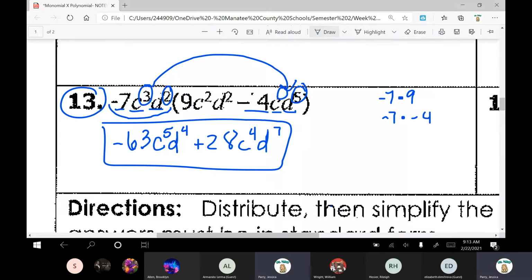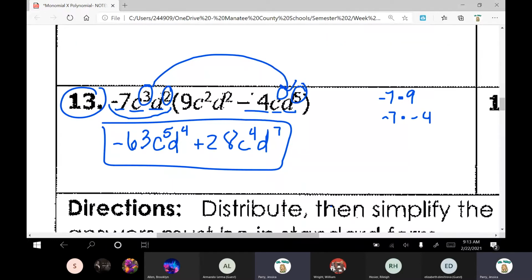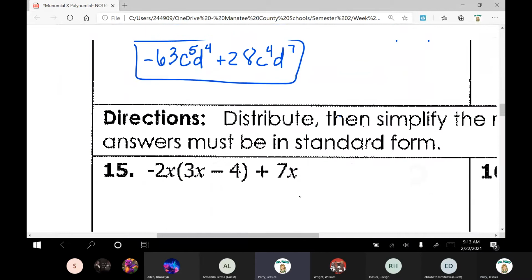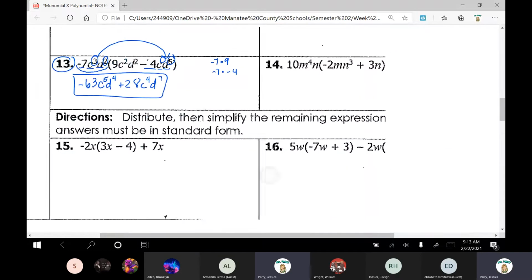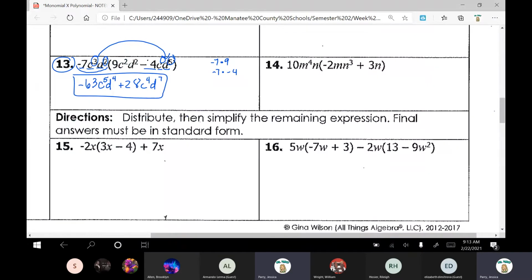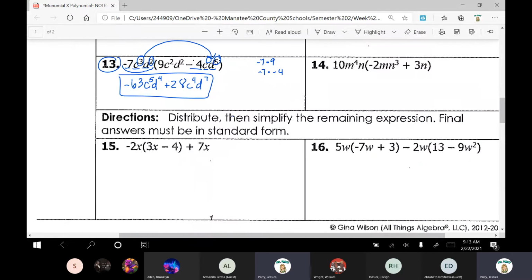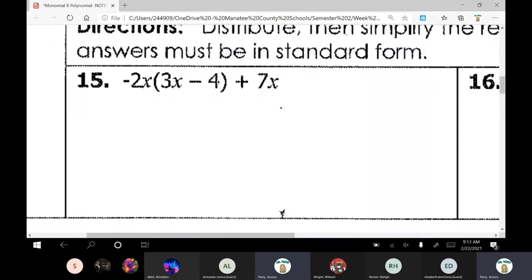Okay. Let's keep on going. Our next set of directions here, it says distribute, then simplify the remaining expression. Final answers must be in standard form. So again, we're still pretty much going through and solving these very similarly, but you might just have a little extra step at the end.